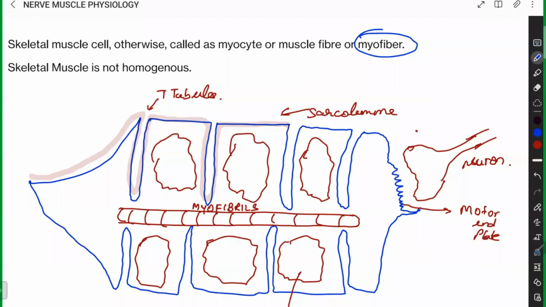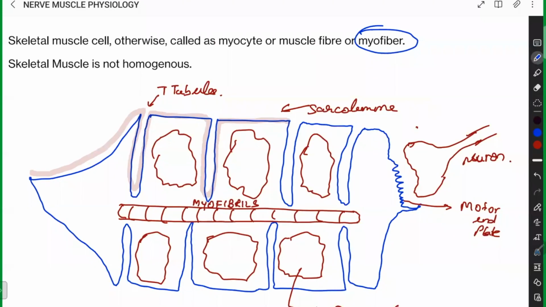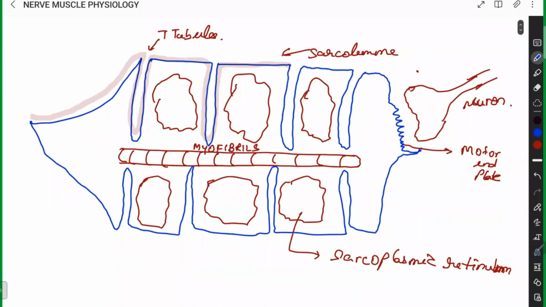Now coming back, in between the T-tubules, in between that invagination, you have a bulky organelle, isn't it? This bulky organelle is called the sarcoplasmic reticulum. As well, you can see a small, long slender organelle. What is that? That is called your myofibrils.